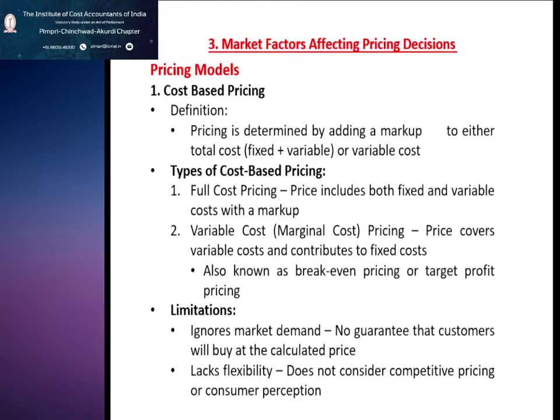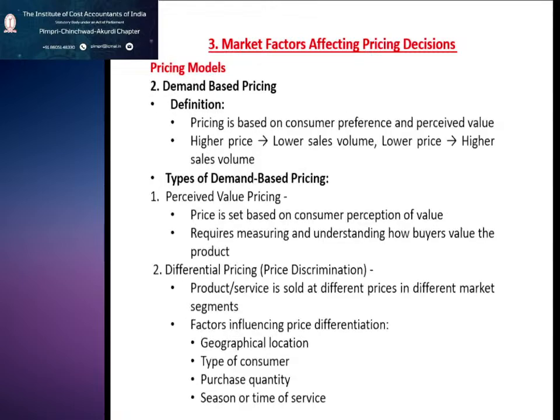There are two categories: full cost pricing and variable cost pricing, which is traditionally known as marginal costing, also known as break-even pricing. It had its own limitations in terms of ignoring market demand and lacking flexibility in pricing. Then we saw demand-based pricing, wherein the higher the price, the lower the sales volume, and the lower the price, the higher the sales volume. That's what demand as an economic indicator typically is.